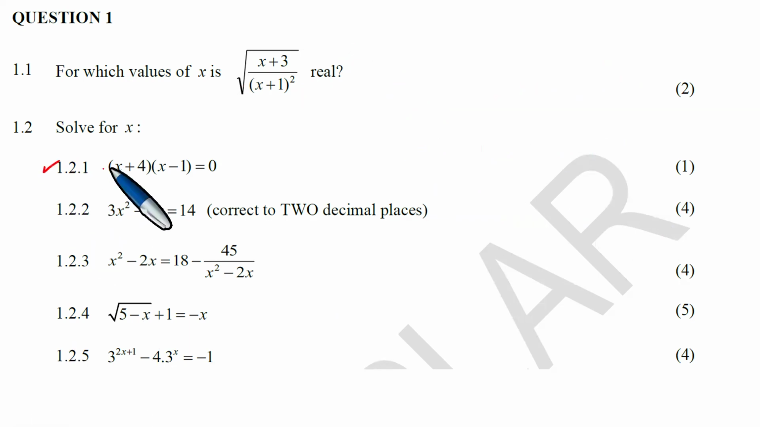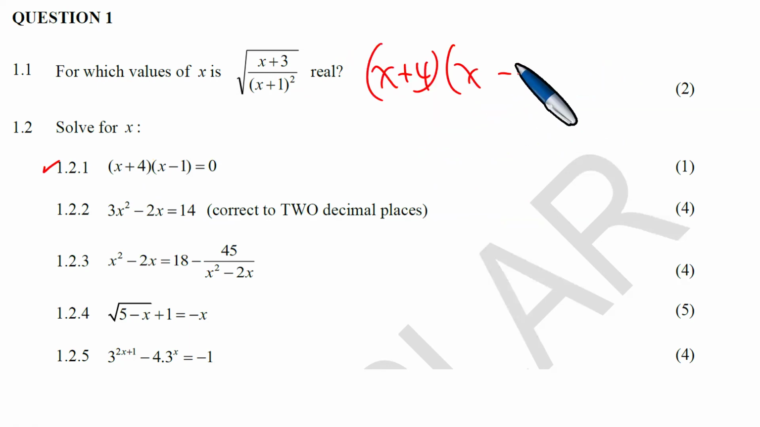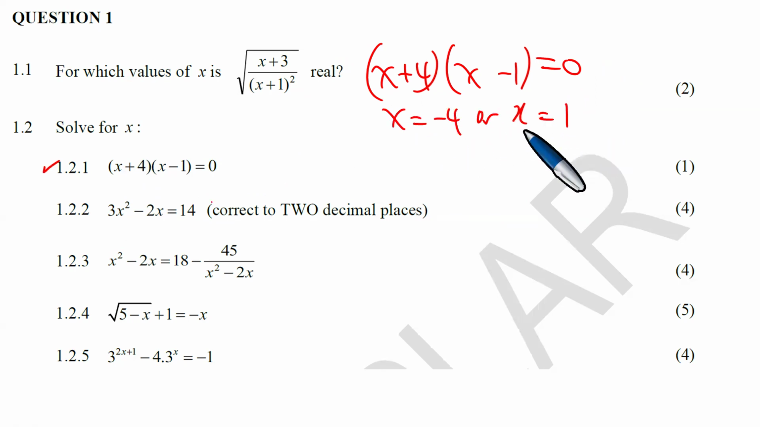Right, 1.2.1, solve for x given this expression. So we're given x plus 4 times x minus 1 is equal to 0. Okay, what do we do here? We need to solve for x. What are the answers to this? X equals -4 or x equals 1. Basic stuff. So next question. Here we're to solve for x given this. So x is -4 or x is 1.